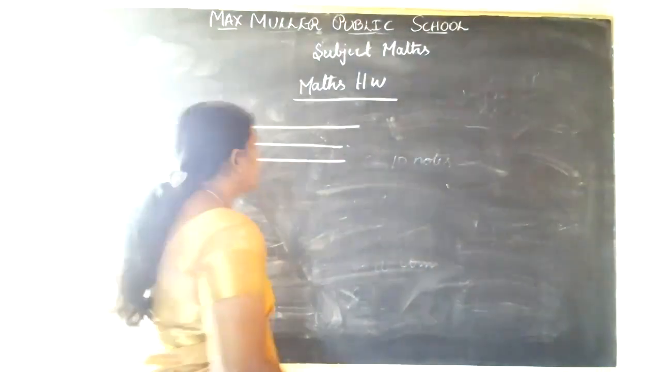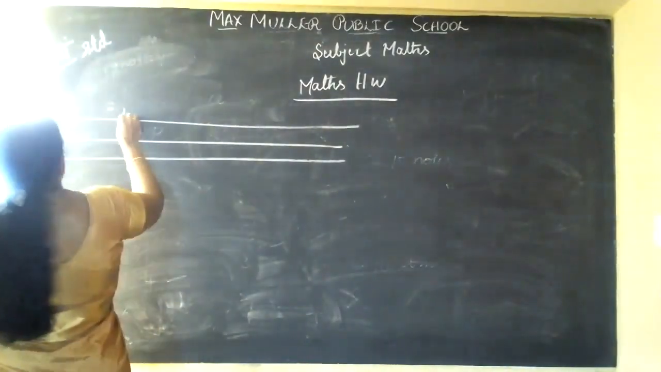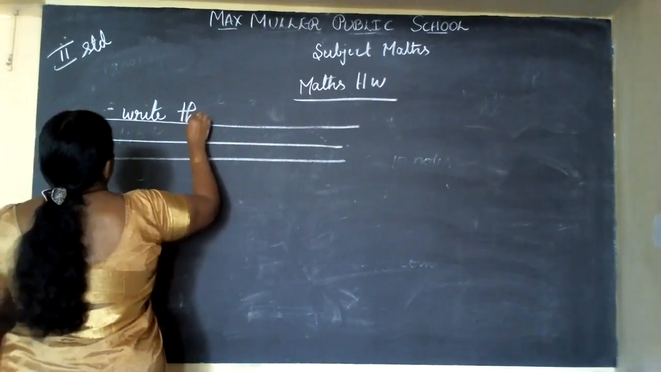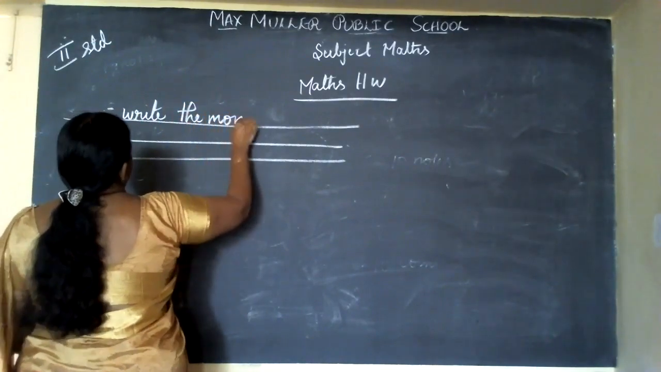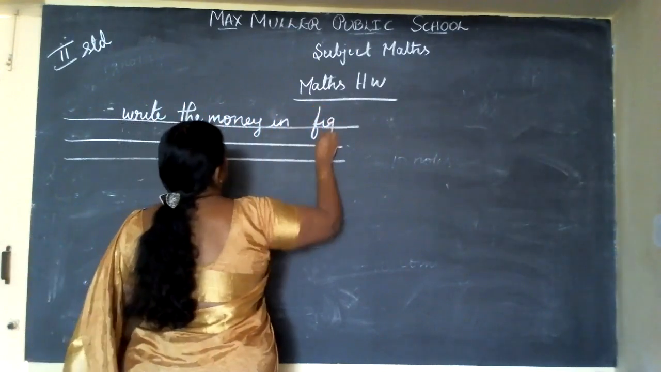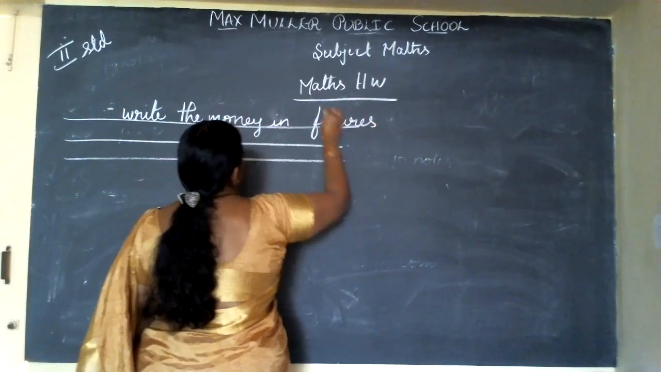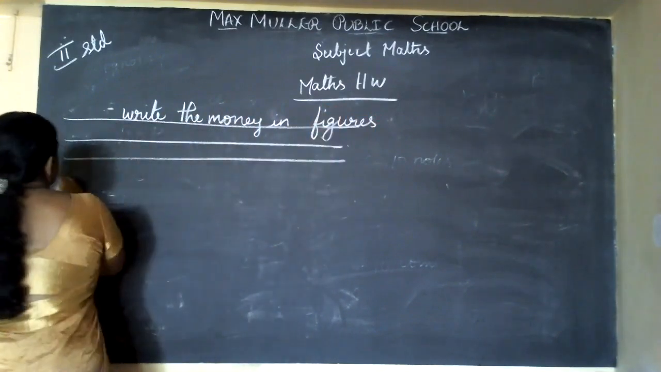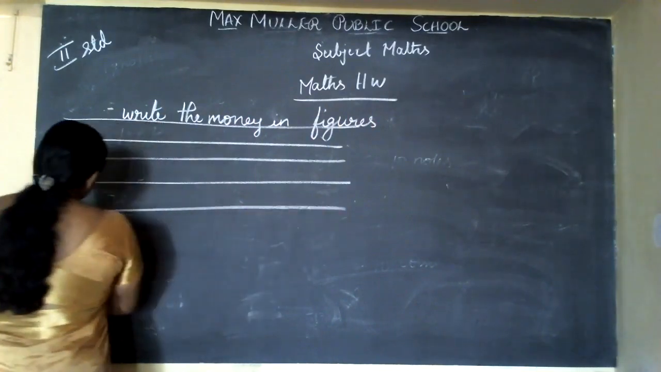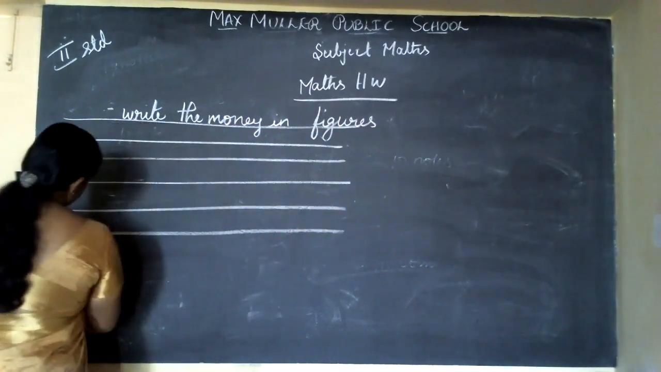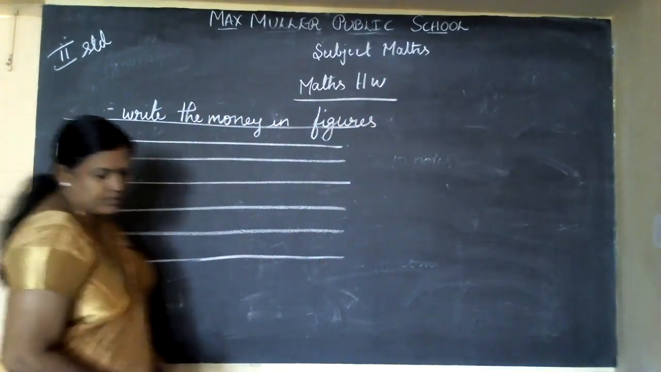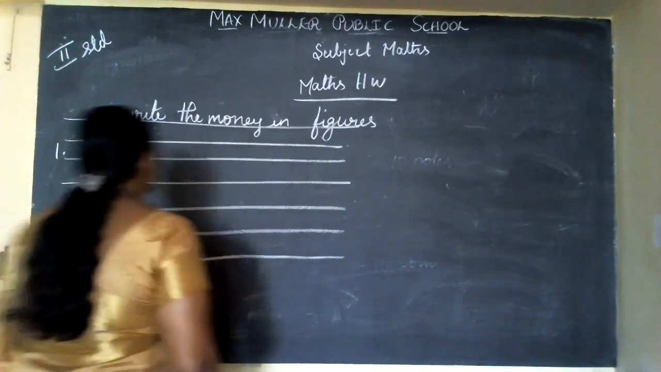Write the money in figures. Leave one line and write neatly. First one, 202 rupees.